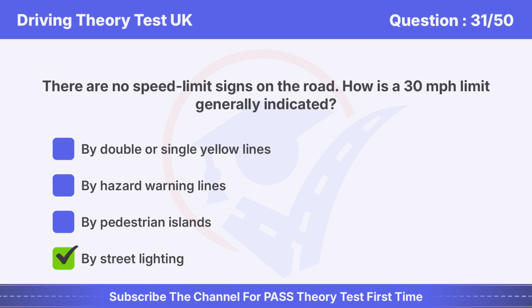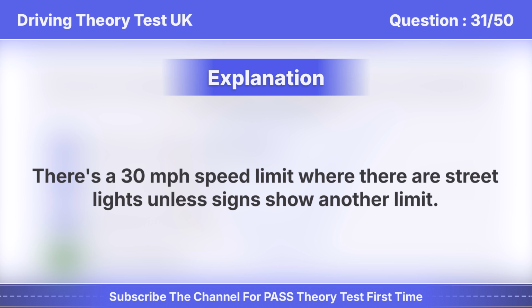Answer is D. By street lighting. There's a 30-mile-per-hour speed limit where there are street lights unless signs show another limit.